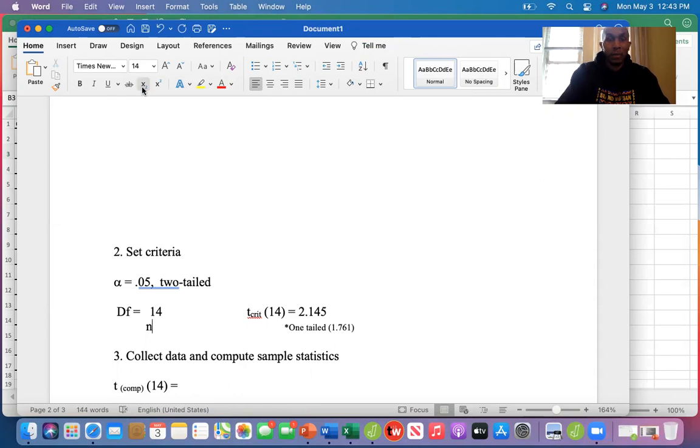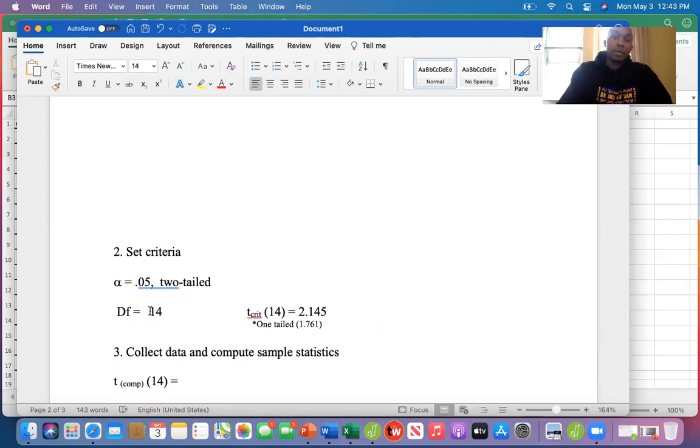So we have n1 minus 1 plus n2 minus 1. That's going to give you your degrees of freedom. Let me clean this up a little. So if n1 is equal to 8 and n2 is equal to 8, we're going to have 7 plus 7 equal to 14. Okay, you can keep that formula up for your own use.